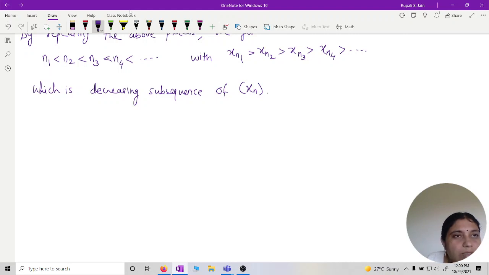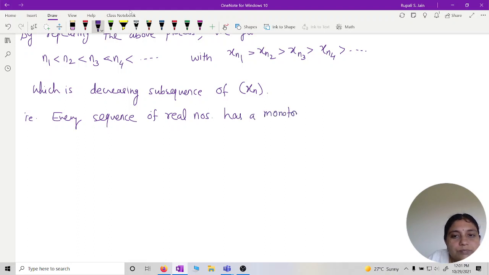So in either case, we are getting either an increasing or a decreasing subsequence of xn. So whenever I have a sequence of real numbers, we will have either a decreasing or an increasing subsequence, that is, every sequence of real numbers has a monotone subsequence. Is that okay?